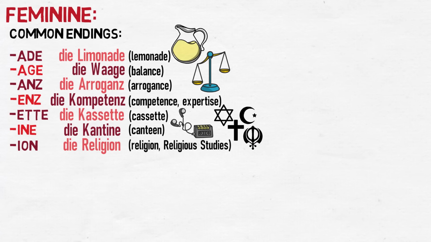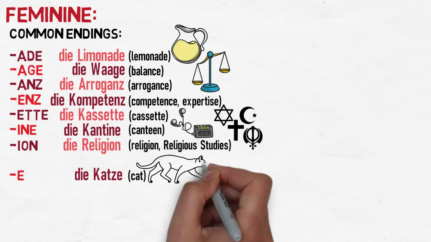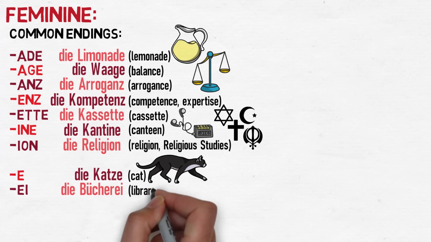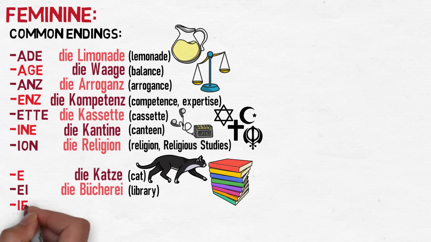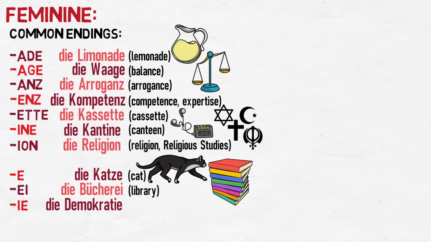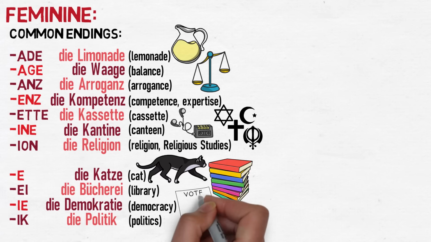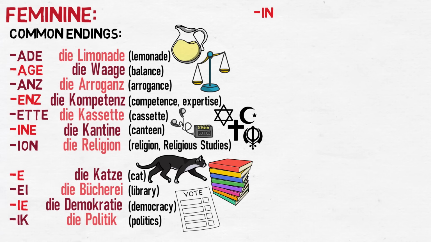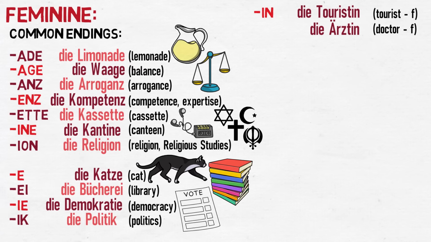They may also end in E, such as die Katze, meaning cat. EI, such as die Bücherei, meaning library. IE, such as die Demokratie, democracy. IK, such as die Politik, politics. IN, if referring to female people or occupations, for example, die Touristin, female tourist, die Ärztin, female doctor, etc.